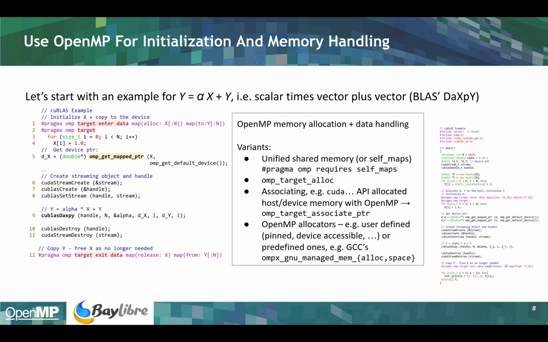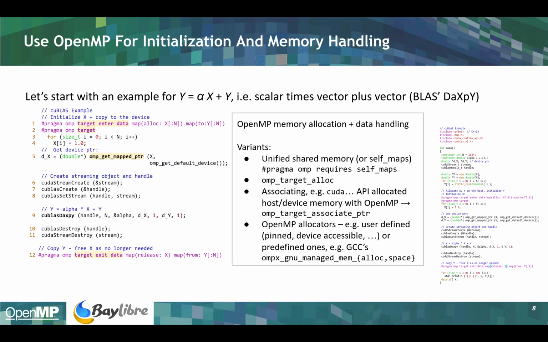One could still use some CUDA or other runtime routines and then associate them with a host variable for OpenMP, using omp_target_associate_ptr, which is kind of the reverse of omp_get_mapped_ptr. And for fancy allocations, OpenMP allocators exist, which can be predefined or user-defined. User-defined can be pinned memory, and since OpenMP 6, one also has the possibility to allocate memory which is only available on a device or on the host and a specific device and so on.